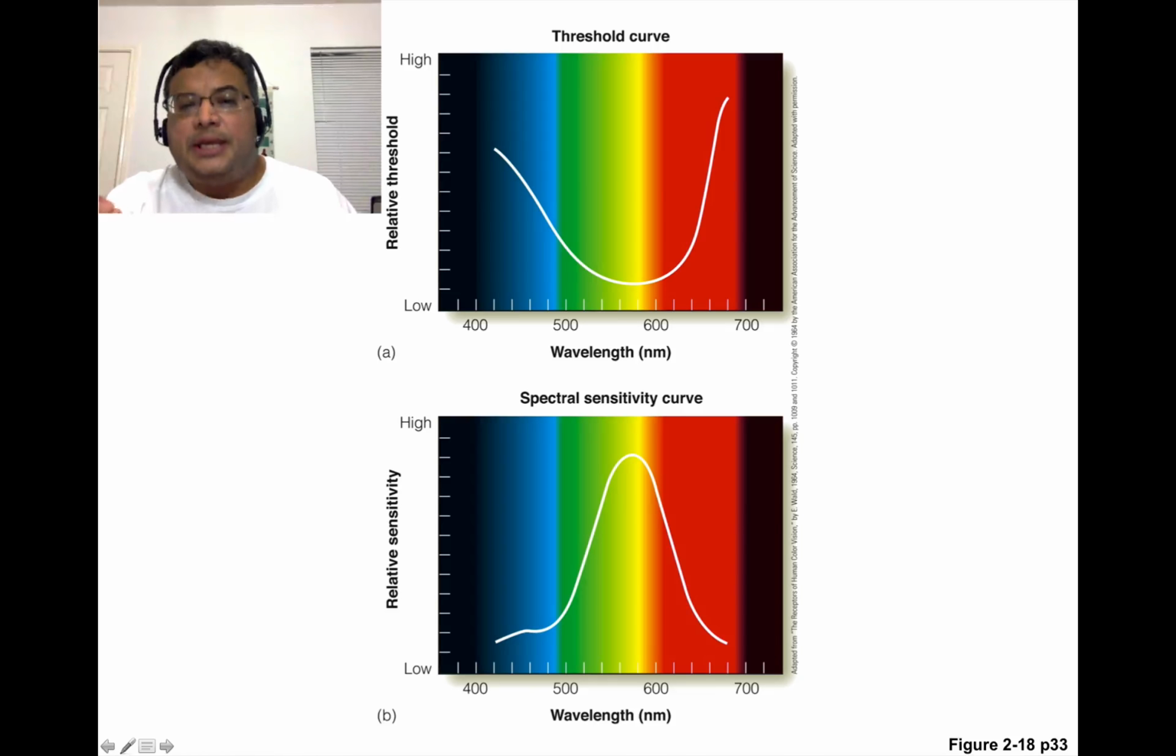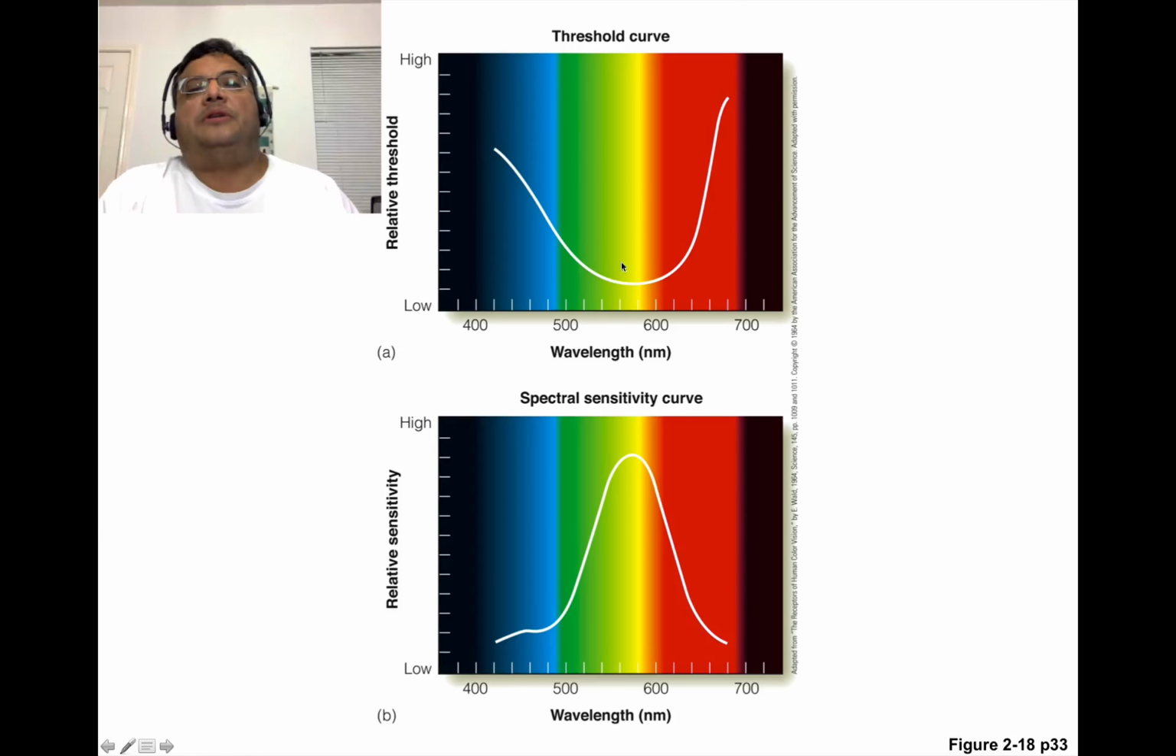And as you can see, our threshold for colored light, for visible light, is lowest at around the upper 500s. So in the upper 500s, that is where we are the most sensitive to light. So we see best the yellows and the oranges and the greens. Okay, those are the colors that we see the best, which makes sense, right?